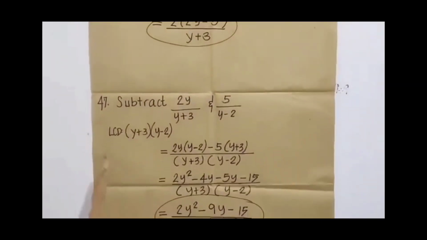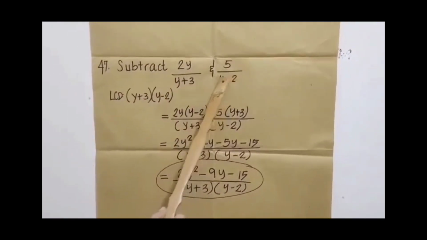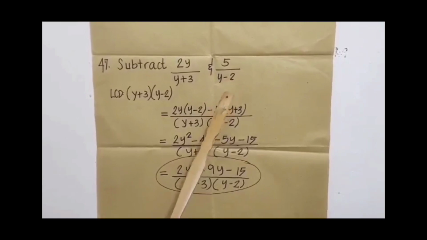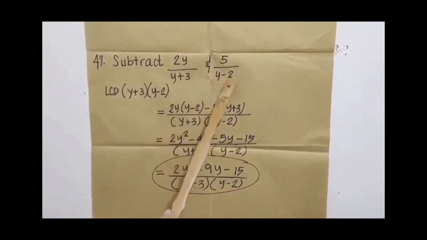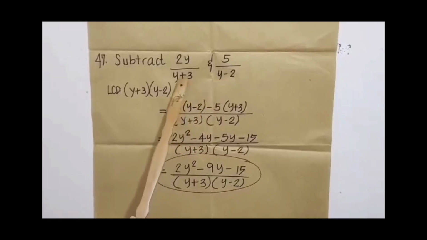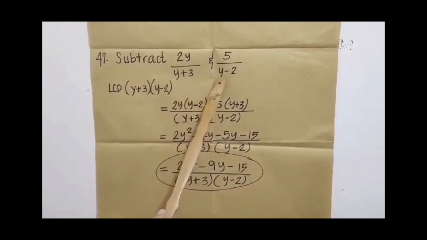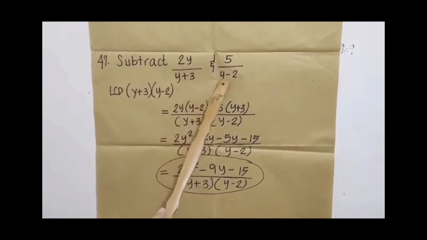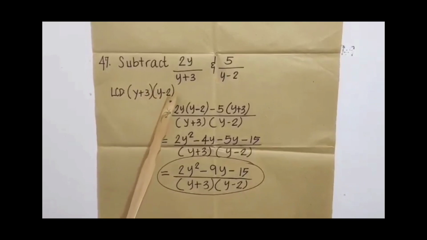The next one, number 47: subtract 2y over y plus 3 and 5 over y minus 2. The same process, we need to find the LCD of the denominators since they are not the same. Since y plus 3 and y minus 2 are prime, we have to multiply them. So our LCD is y plus 3 times y minus 2.